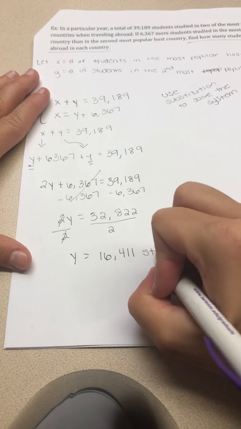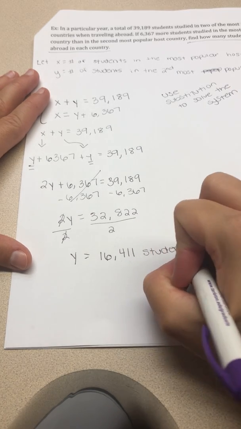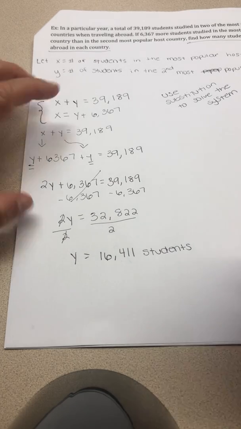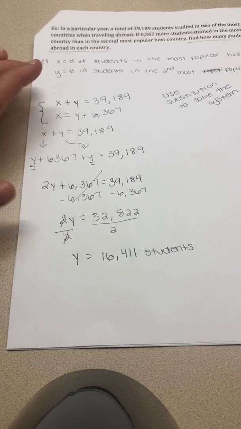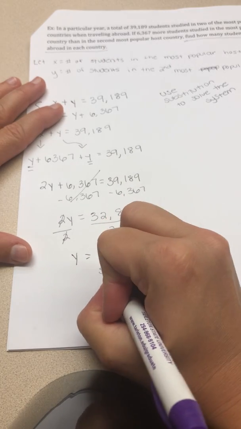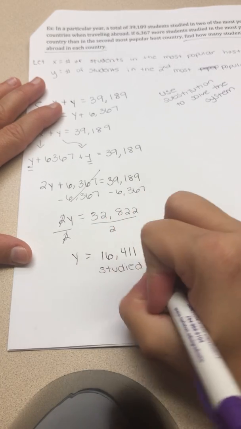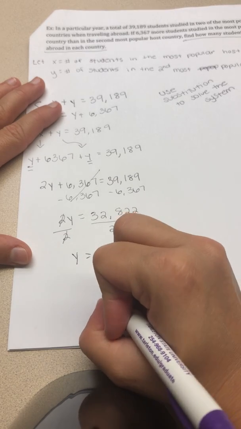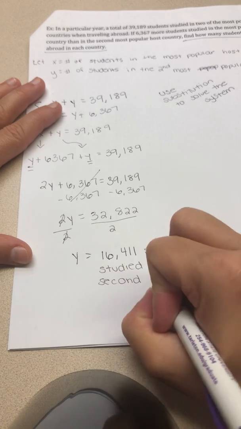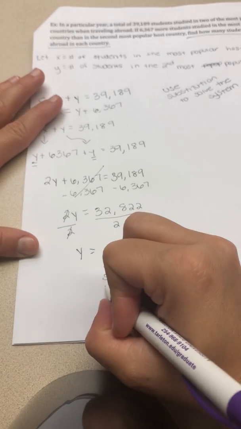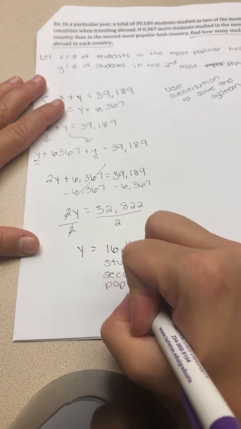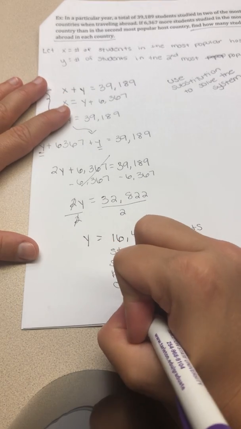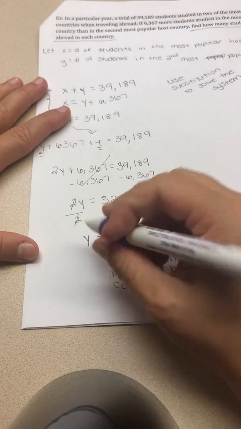So this is students. y was the number of students that studied in the second most popular host country. So 16,411 students studied in the second most popular host country. Boom, there's the first one.